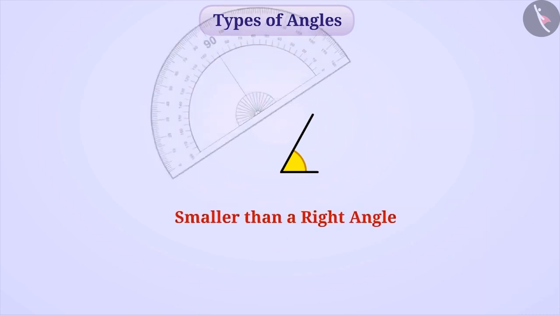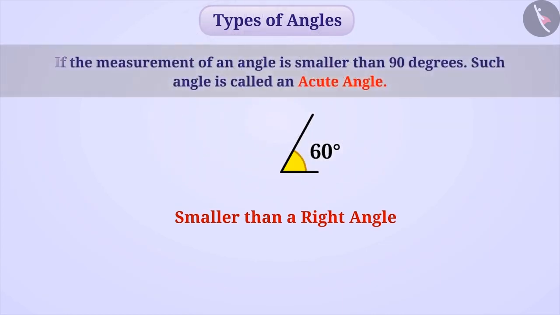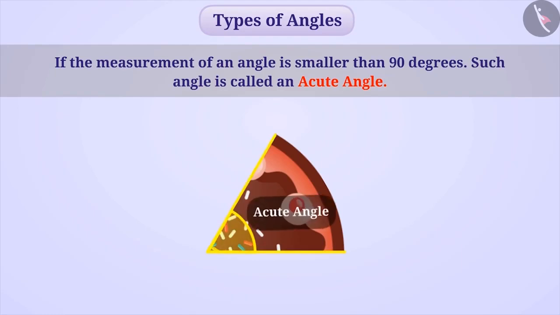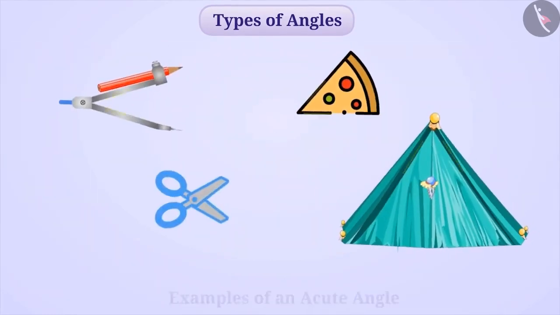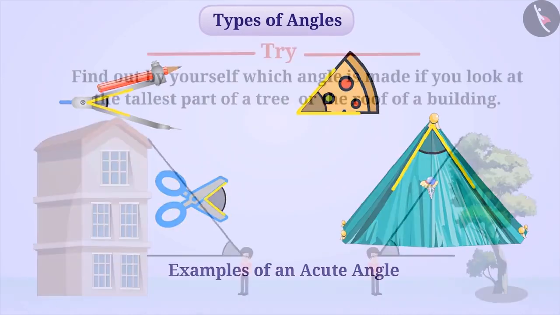Absolutely correct. This angle is smaller than a right angle. If the measurement of an angle is smaller than 90 degrees, such an angle is called an acute angle. For example, this piece of cake is forming an acute angle. Similarly, you can see acute angles in the displayed situations.